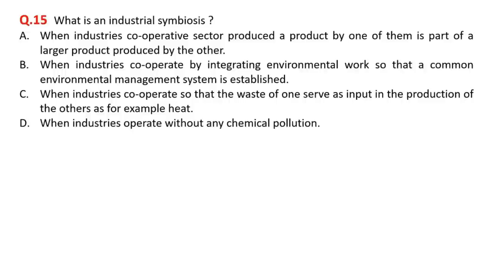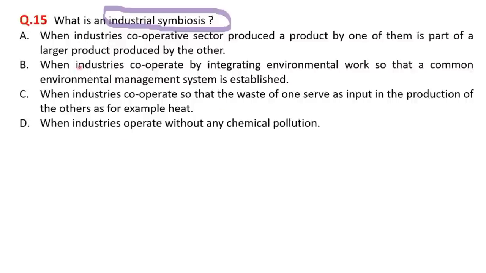Next question, what is an industrial symbiosis? So most of you might be hearing the term for the first time. Let's read the options here. Option A, when industries cooperate so that a product produced by one of them is part of a larger product produced by the other. Option B, when industries cooperate by integrating environmental work so that a common environmental management system is established. Option C, when industries cooperate so that the waste of one serves as the input in the production of the others, as for example, heat. Next, option D, when industries operate without any chemical pollution.